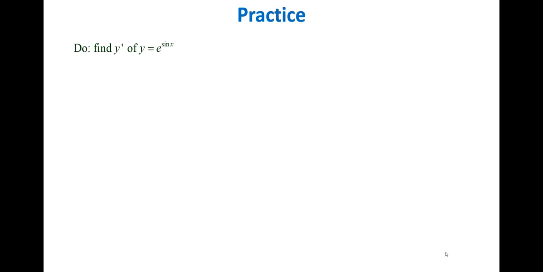Here's a problem for you to try on your own. Find y prime, given that y is equal to e to the sine x. Pause now. In this case, the inner function is the exponent. So I'll label u as sine of x. And I'll take the derivative, u prime is cosine of x, derivative of the inner function. Then y prime is equal to the derivative of e to the u, which is e to the u, times u prime, derivative of the outer function, times the derivative of the inner function. And then plugging in, y prime would be e to the sine x times cosine of x.